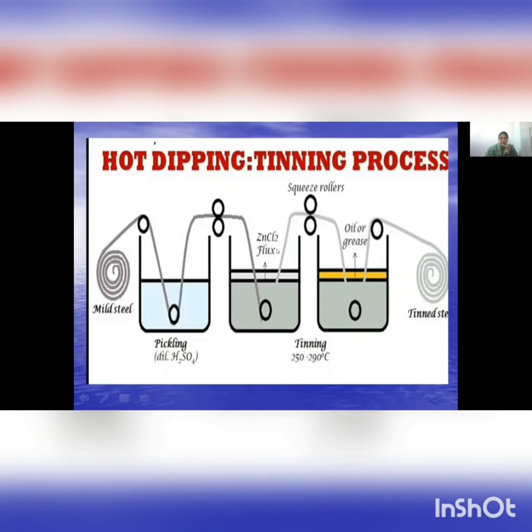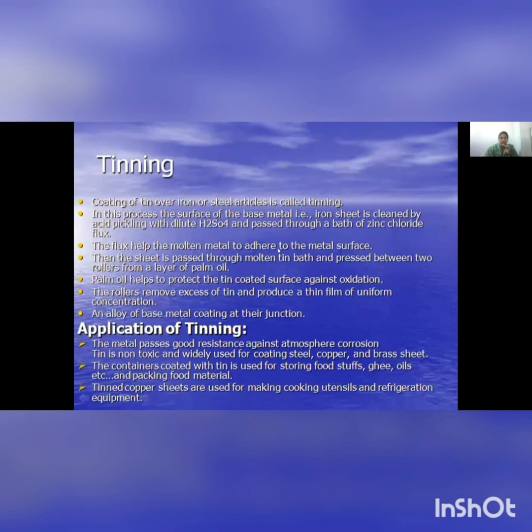And the second process is the tinning process. What about the tinning process? The tinning process is nothing but coating of tin over iron or steel articles. In this process, the surface of the metal, that is the iron sheet, is cleaned by acid pickling, as in the galvanization process, with dilute H2SO4 and passed through a bath of zinc chloride flux. This zinc chloride flux prevents any oxide formation.